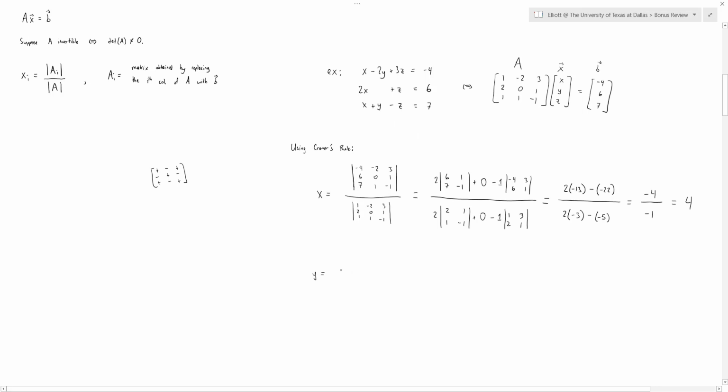So to solve for y, we're going to take matrix A, and y is the second variable, so we're going to replace the second column of A with vector B. So I'm going to copy down the rest of the columns of A. So this is just A, but the second column, again, has been replaced with B. And then we have to divide by the determinant of A. And then this will calculate y for us, okay?